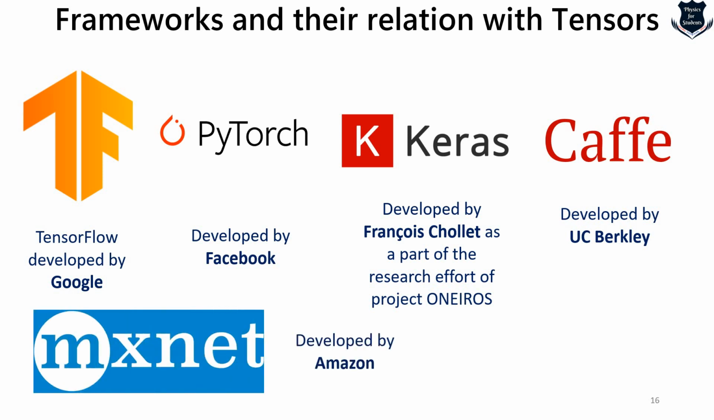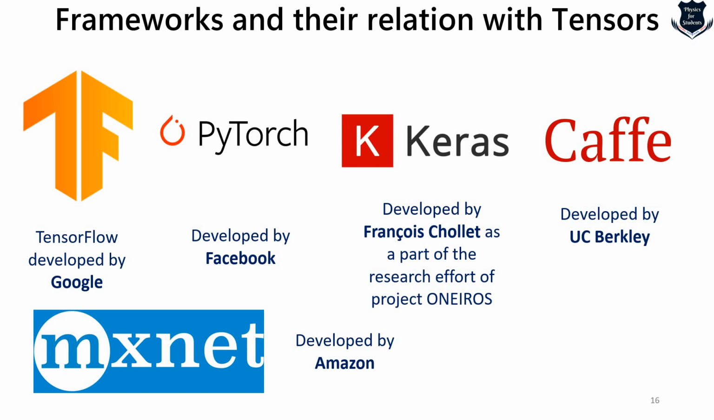And finally, MXNet, which was developed by Amazon, is another open source deep learning framework. MXNet incorporates tensors as its foundational data structure. So you can say, similar to other frameworks, tensors in MXNet enable efficient handling of multidimensional data commonly used in machine learning tasks.